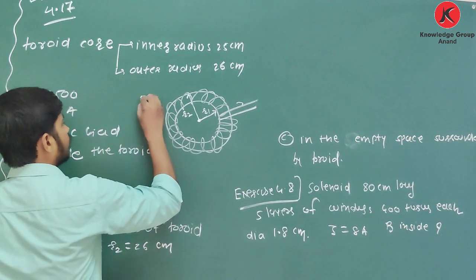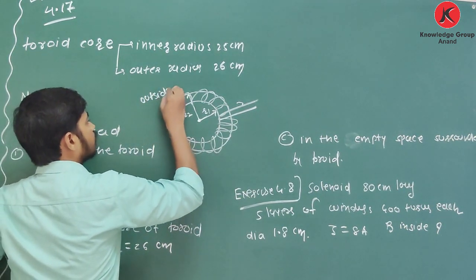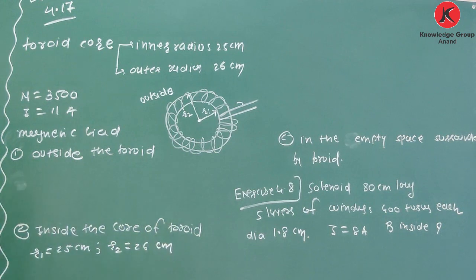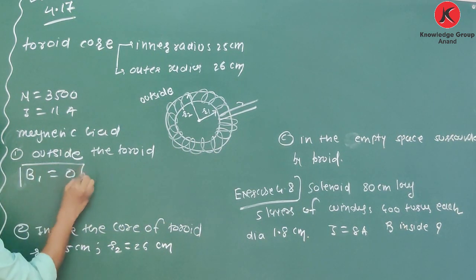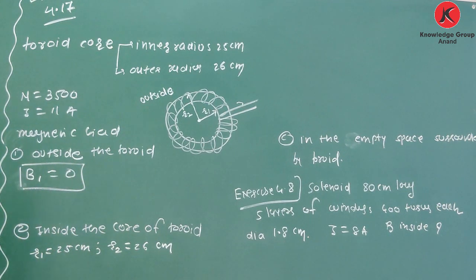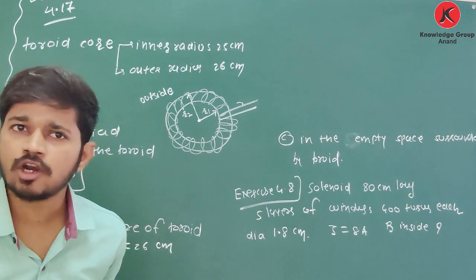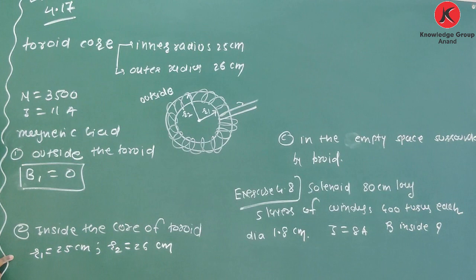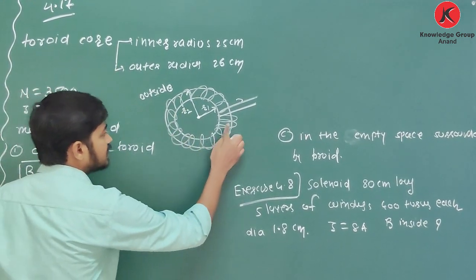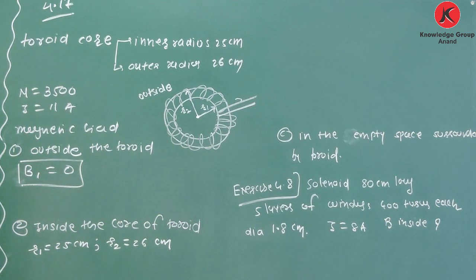Outside the toroid means this region. It is called outside the toroid. And from theory we can say that outside the toroid, magnetic field B1 is equal to 0. You have to write it directly because there is no magnetic field outside the toroid. Simple. Second question, inside the core of the toroid means in this region. In this region there is some value of magnetic field.